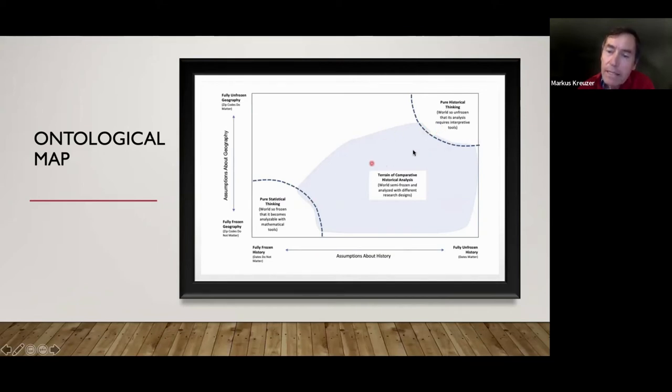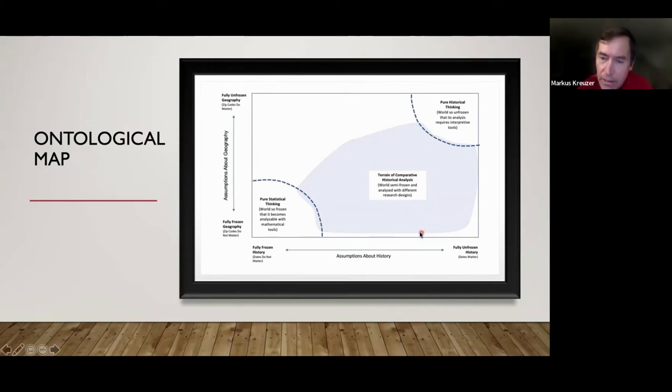And that makes it so exciting because it opens up a dialogue between two modes of analysis that are broadly viewed as utterly incompatible with one another, that really don't have much to learn from each other.